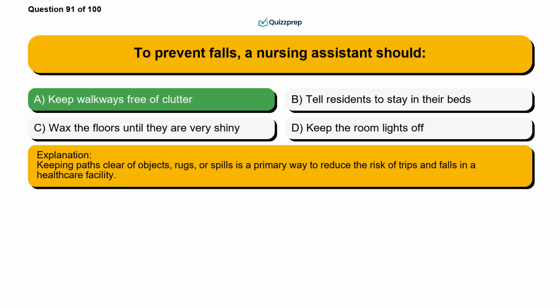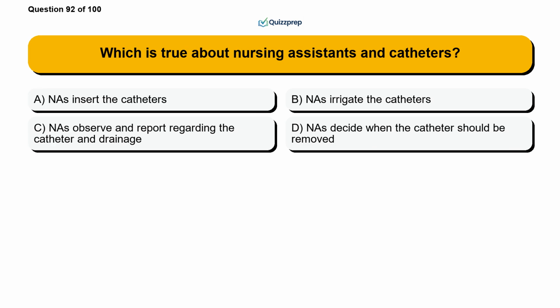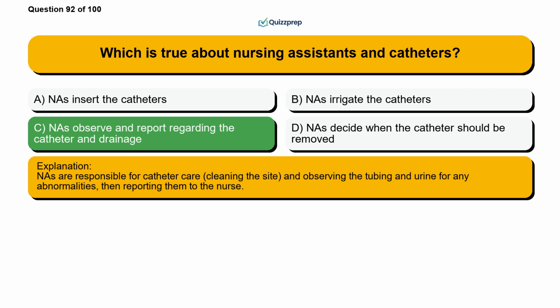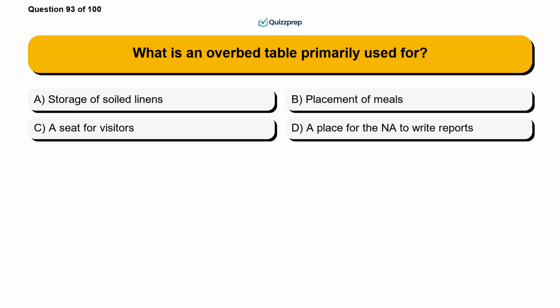in a healthcare facility. Question 92. Which is true about nursing assistants and catheters? Option A, NAs insert the catheters. Option B, NAs irrigate the catheters. Option C, NAs observe and report regarding the catheter and drainage. Option D, NAs decide when the catheter should be removed. The correct answer is option C, NAs observe and report regarding the catheter and drainage. NAs are responsible for catheter care, cleaning the site, and observing the tubing and urine for any abnormalities, then reporting them to the nurse.